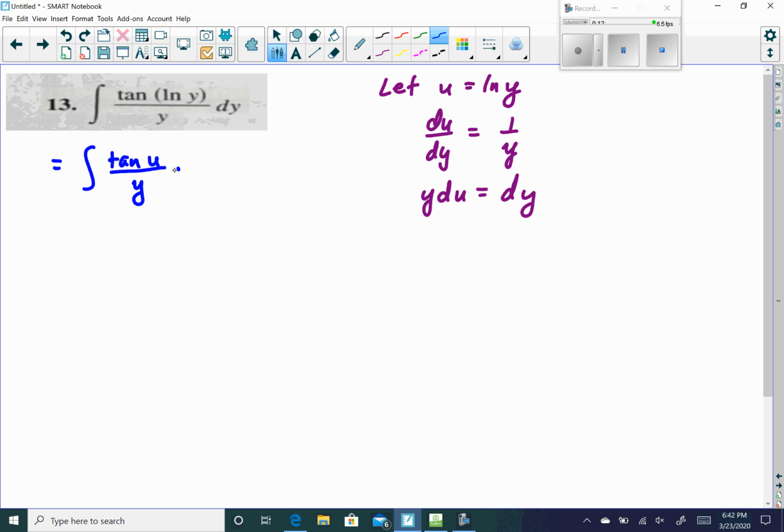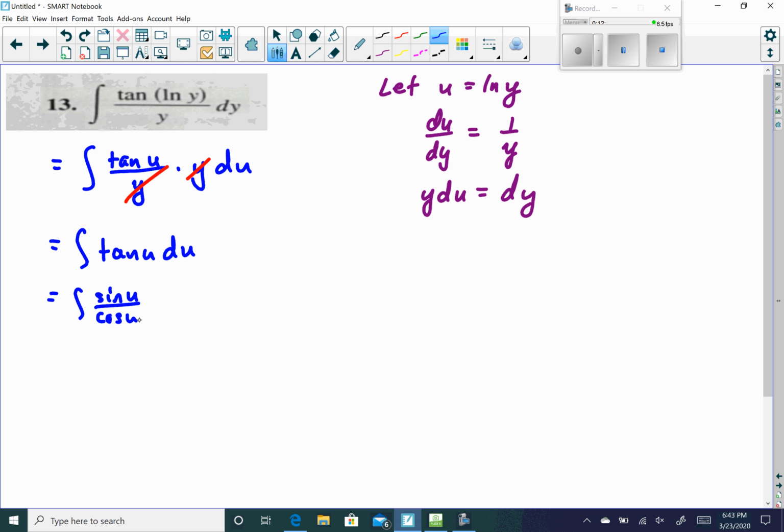So now when I go to substitute this, we're just going to get the integral of tangent u over y times y du. So now this y and this y can divide out, and now we're left with the integral of tangent u du. Well, we run into another problem because we don't know the antiderivative of tangent u. Using another substitution is not going to help as far as like a u substitution. We can use a trig identity though, and we could rewrite this as sine u over cosine u.